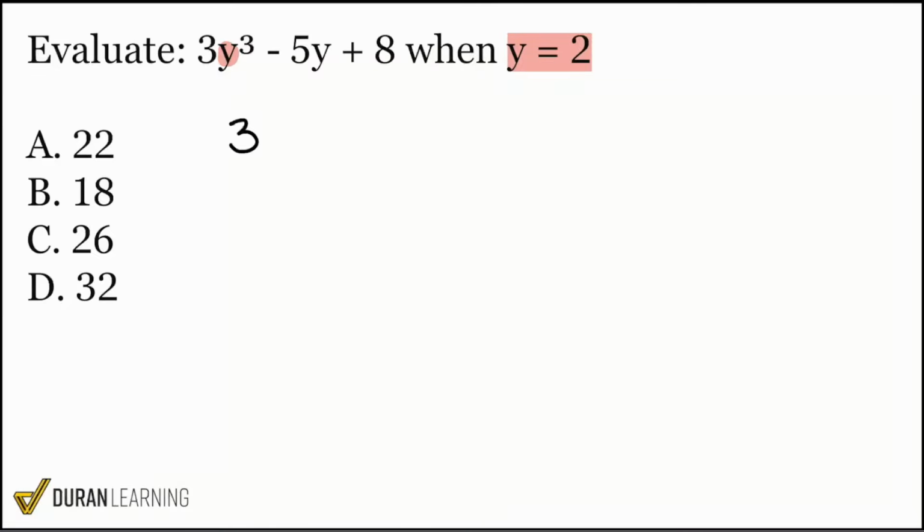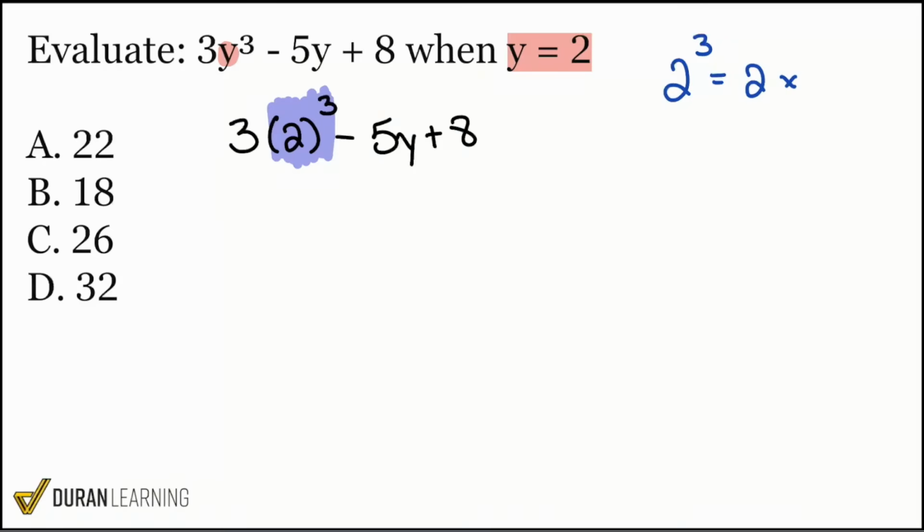So we have 3 multiplied by 2, because that's y, and that's going to be to the power of 3 minus 5y plus 8. So I'm going to highlight this part right here because I'm going to take care of it over here on the side. So when I take care of it on the side, again, 2 to the power of 3, or anything to the power of 3 really, is going to be equal to that base number multiplied by itself this many times. So we're going to have 2 times 2 times 2, 3 times. That's where that number comes into play.